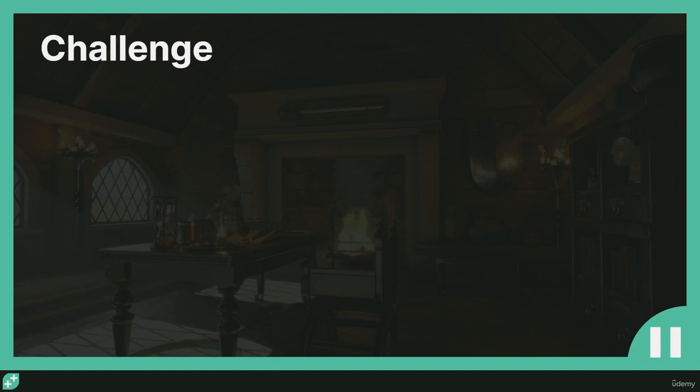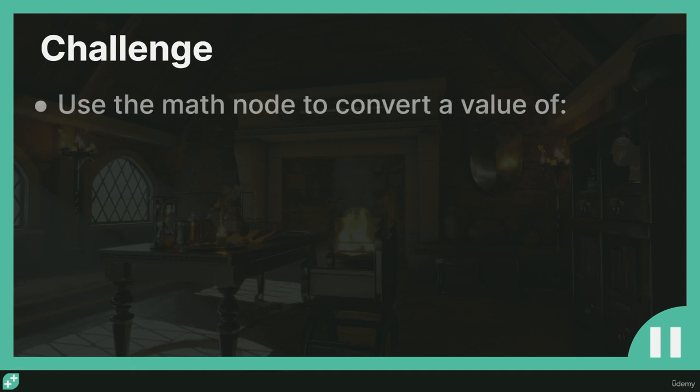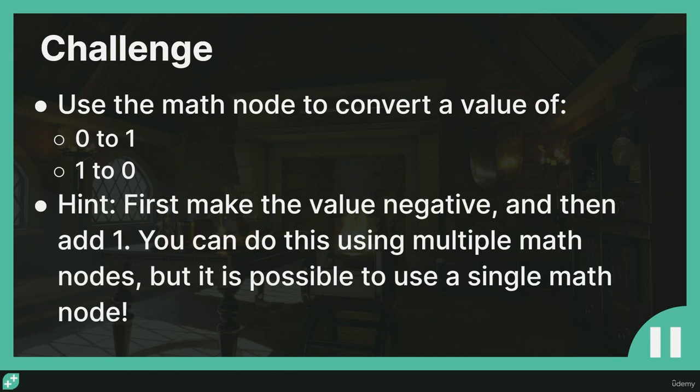Okay, so it's challenge time. And this is a tricky challenge. And it's all to do with math nodes. So the challenge is use the math node to convert a value of 0 to 1, but also it has to convert the value of 1 to 0. So this is a little bit tricky, but I'll give you a hint. First, you have to make the value negative, and then you have to add 1. So you can do this using multiple math nodes, but it is possible to use a single math node. So as I said, this is very tricky, but please pause the video, have a go at that, and join me in a moment and I'll show you how I would do it.